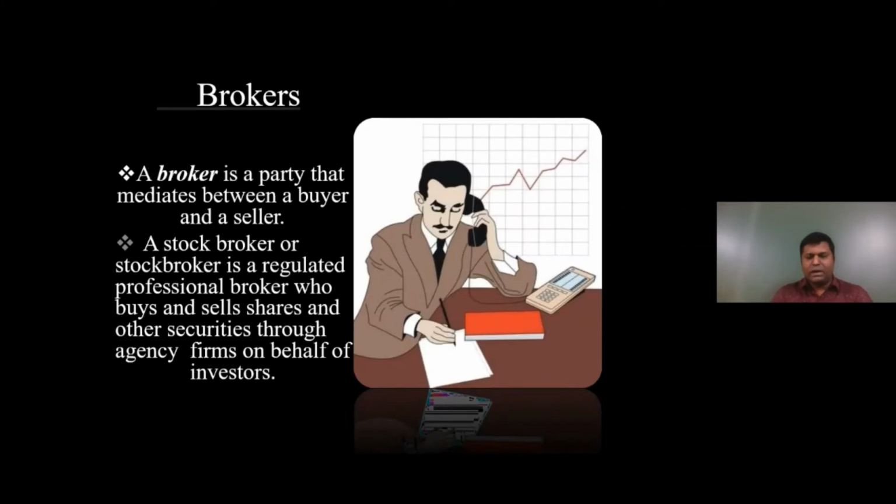How to invest in the stock market? So we have a broker. A broker is a party that mediates between a buyer and a seller. A stockbroker is a regulated professional broker who buys and sells shares and other securities through an agency firm on behalf of an investor.